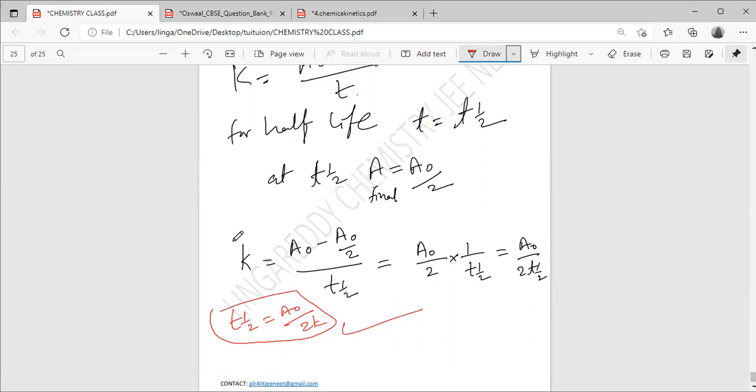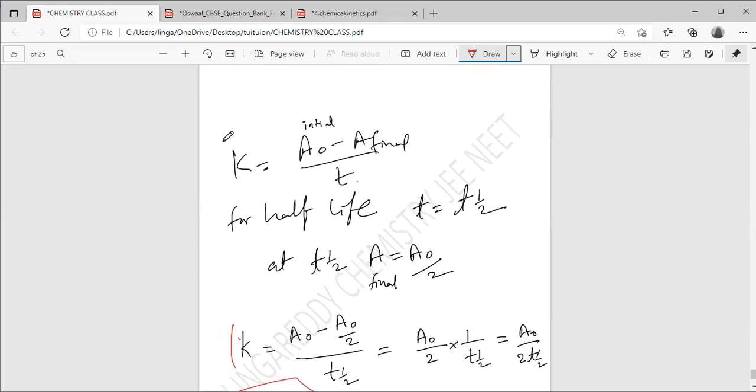So this formula is important. If you know this formula, then you can find t of. How did we get this formula? From the derivation. If you remember it directly, that's enough. 99% there is no chance they will ask the derivation, but you need to remember these formulas, because they may ask numericals. So zero order is completed.